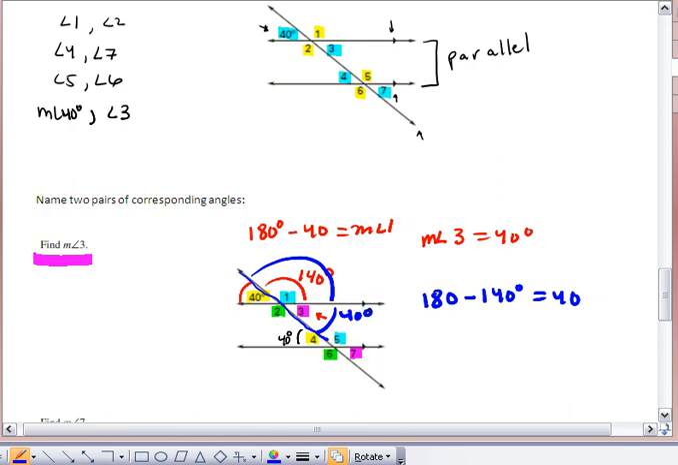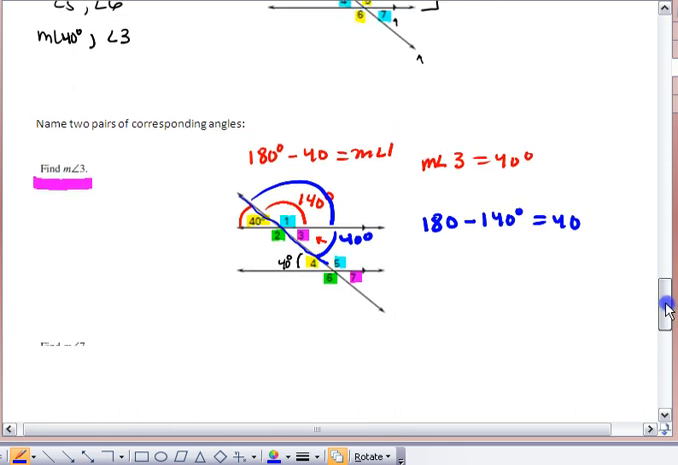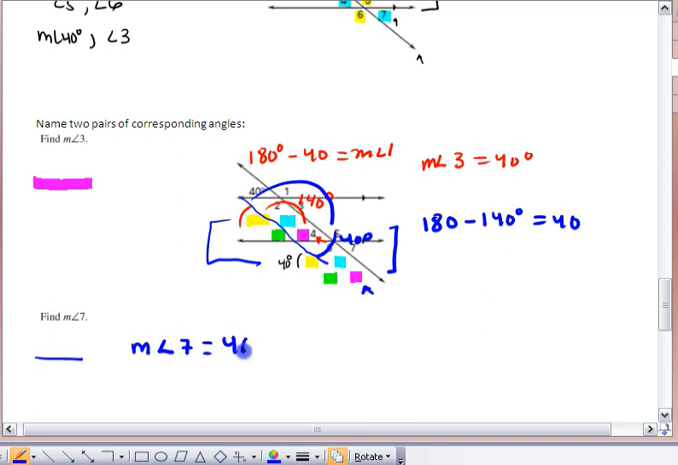Now the next question asks us to find the measure of angle 7. Angle 7 is right here. We're going to have the same situation again. Because these two are corresponding angles, they're equal, and that's only true if the two lines are parallel, which they are. Then, if angle 4 is 40 degrees, its vertical angle, angle 7, must be 40 degrees as well. So the measure of angle 7 equals 40 degrees.